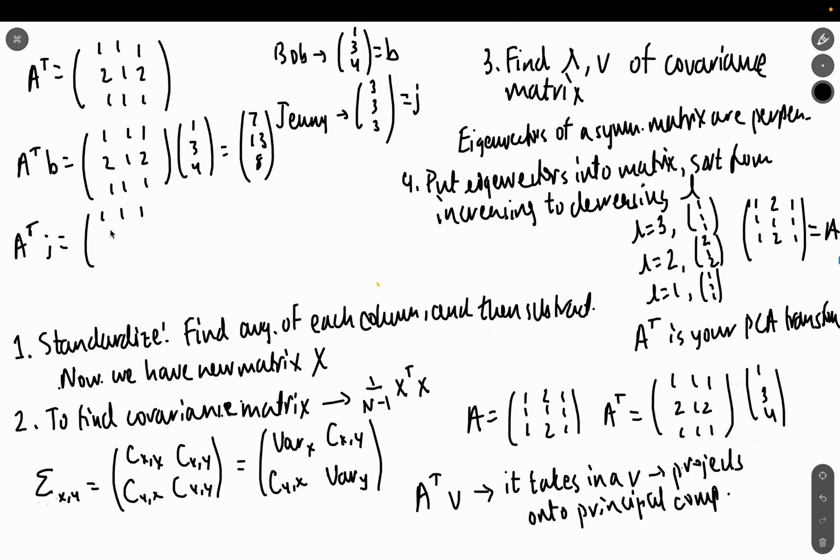Again, 1, 1, 1, 2, 1, 2, 1, 1, 1. Jenny's is 3, 3, 3. So we get 3 plus 3 plus 3 is 9. 6 plus 3 plus 6 is 15, if I'm not mistaken, and 3 plus 3 plus 3 is 9. Now we keep those stored.